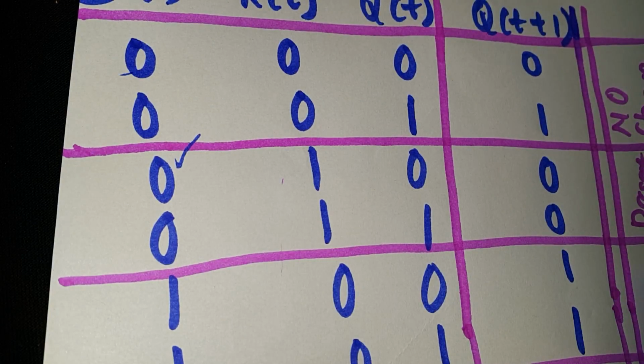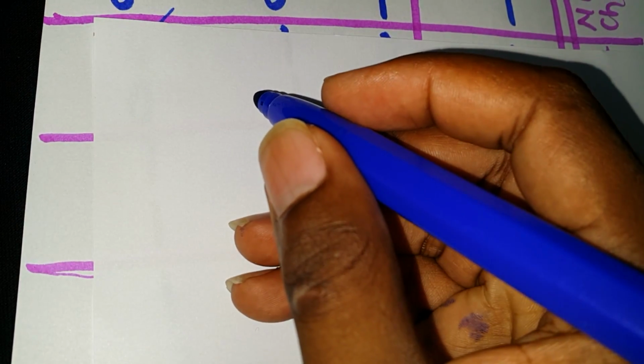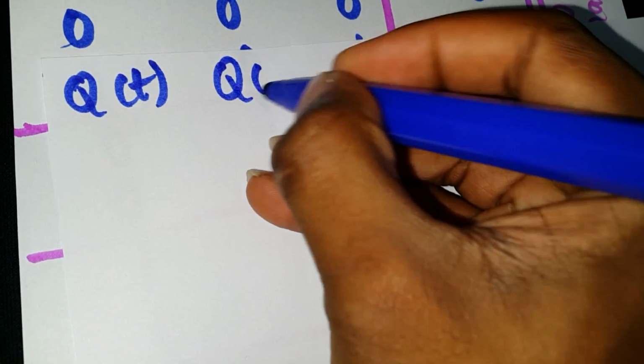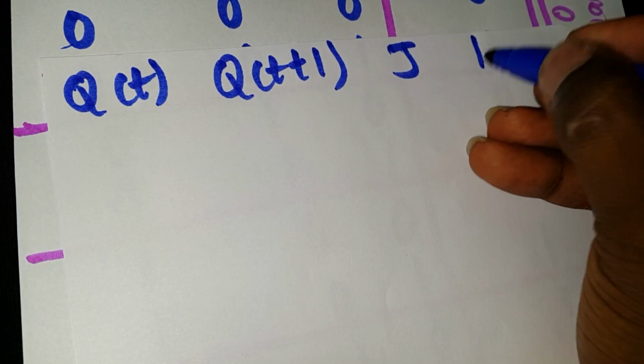Now we'll be finding our excitation table. To find our excitation table, we have Q of T, Q of T plus 1, and we have JK.